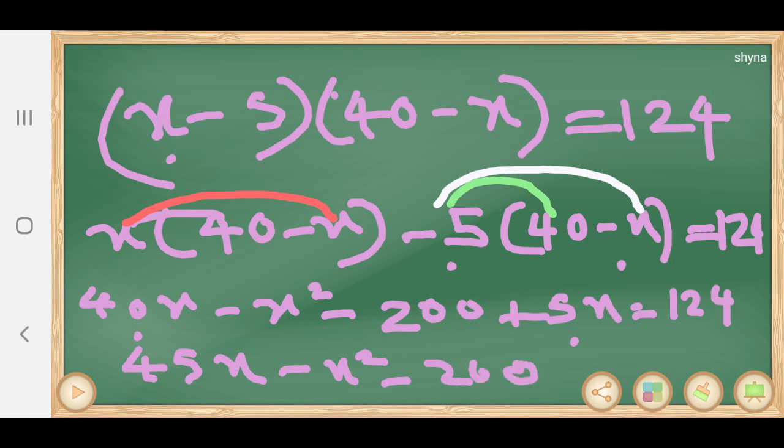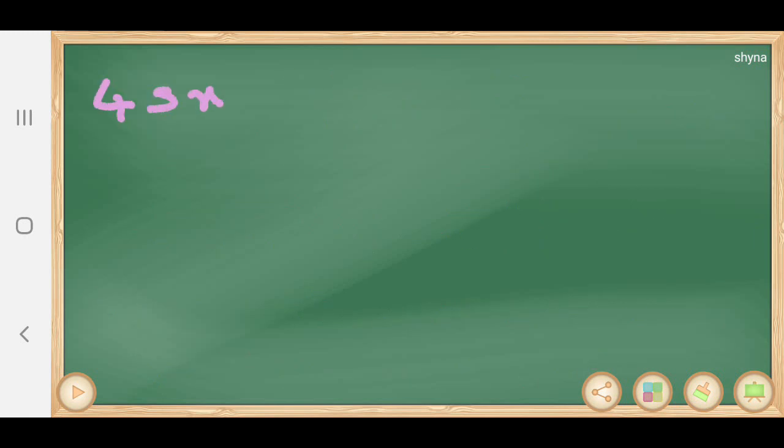Yes, while writing standard form, we can write the equation equal to 0. So, transpose 124 to the LHS, that is minus 124 equal to 0. 124 on the RHS is positive, while transposing to the LHS it will be minus 124. So, 45x minus x square minus 200 minus 124. What is that? Minus 324. 45x minus x square minus 324 equal to 0. This is the equation we got now.